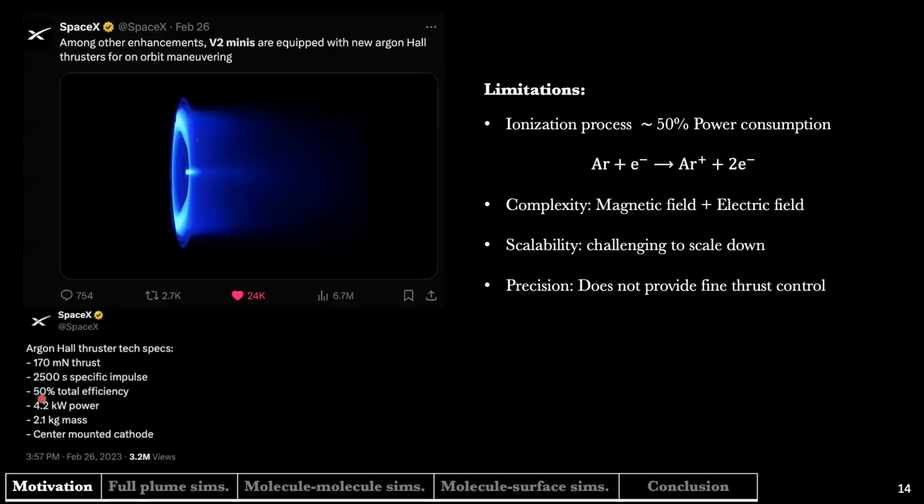And the reason is that Hall thrusters require an ionization process that consumes about 50% of the power. So if we start with a noble gas, that is argon, for example, or xenon, we have to bombard this noble gas to ionize it and then use it for propulsion. And this step here consumes a lot of power.